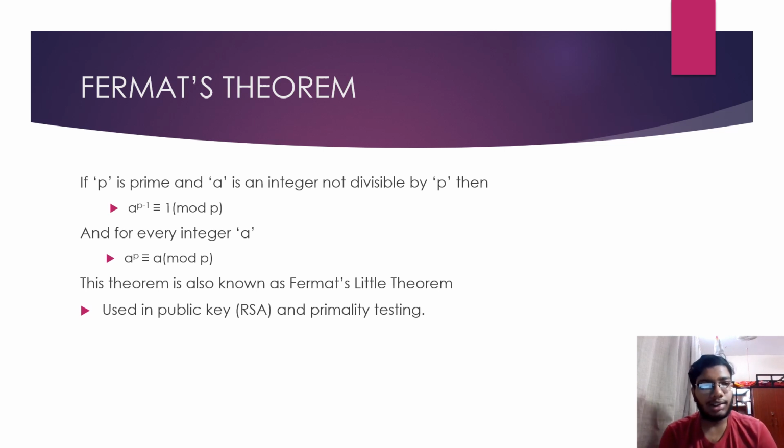So coming to Fermat's theorem, Fermat's theorem states the following: if p is prime and a is a positive integer not divisible by p, then a to the power p minus 1 is congruent to 1 mod p, and also for every integer a, a to the power p is congruent to a mod p. This theorem is also known as Fermat's little theorem. It is widely used in public key, that's RSA cryptography, and primality testing.